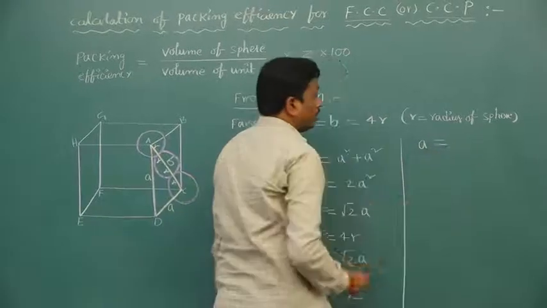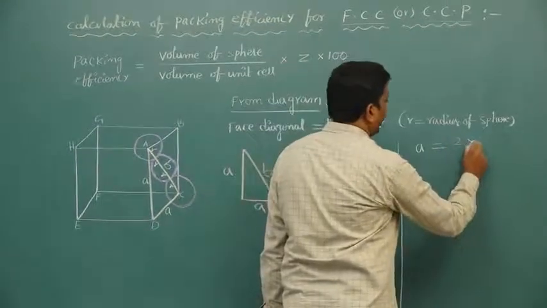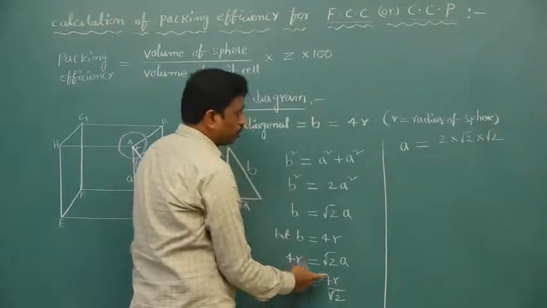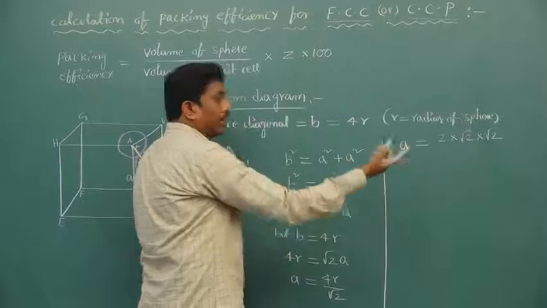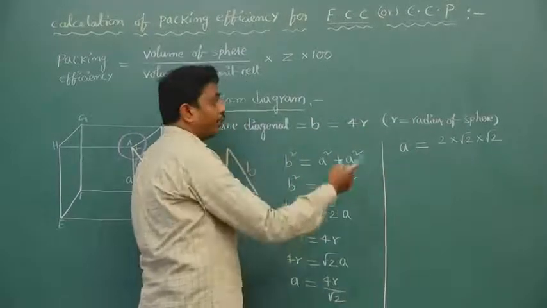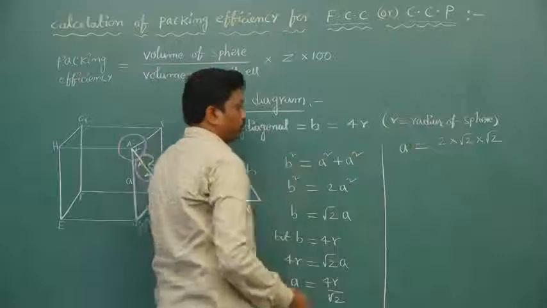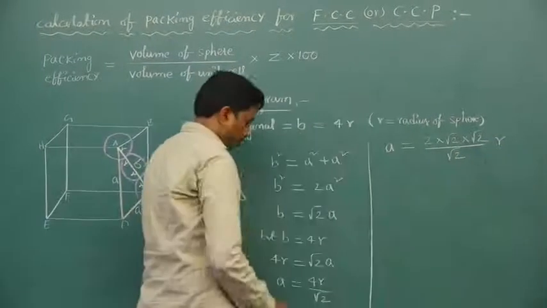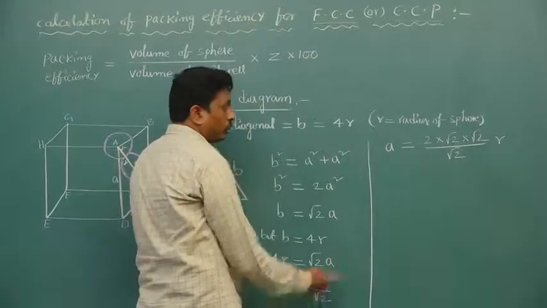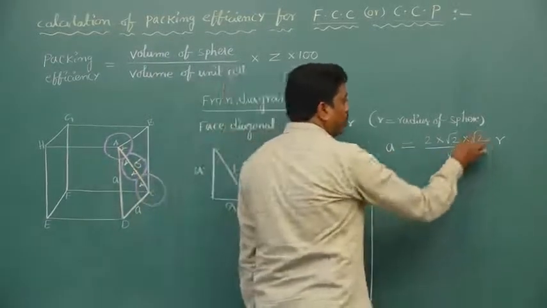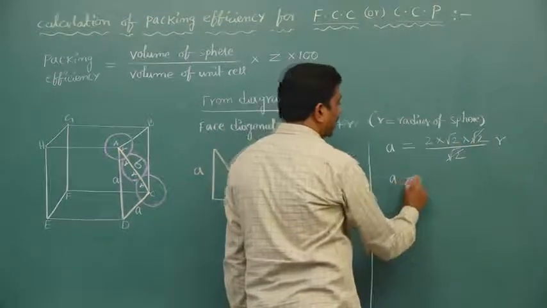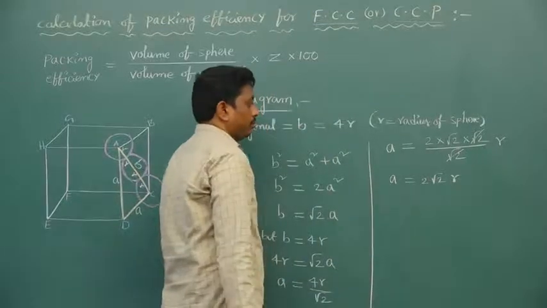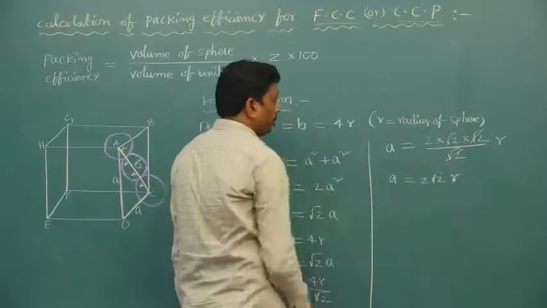So, 4 I am writing as 2 into root 2 into root 2, this 4, 2 into 2, 2 we can write as root 2 into root 2. So, 2 into root 2 into root 2 is equal to 4 by root 2, or A is equal to 4r by root 2. I am writing like this. Now, root 2 gets cancelled. A is equal to 2 root 2 r. A is equal to 2 root 2 r.